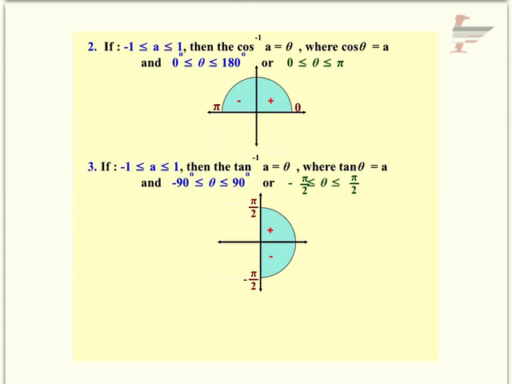Inverse cosine, I'm going to breeze through this. Inverse cosine can only occur between 0 and 180, so that's in the first or second quadrant. And inverse tangent can only occur, again, in the first or fourth quadrants. So inverse tangent and inverse sine have the same restrictions.